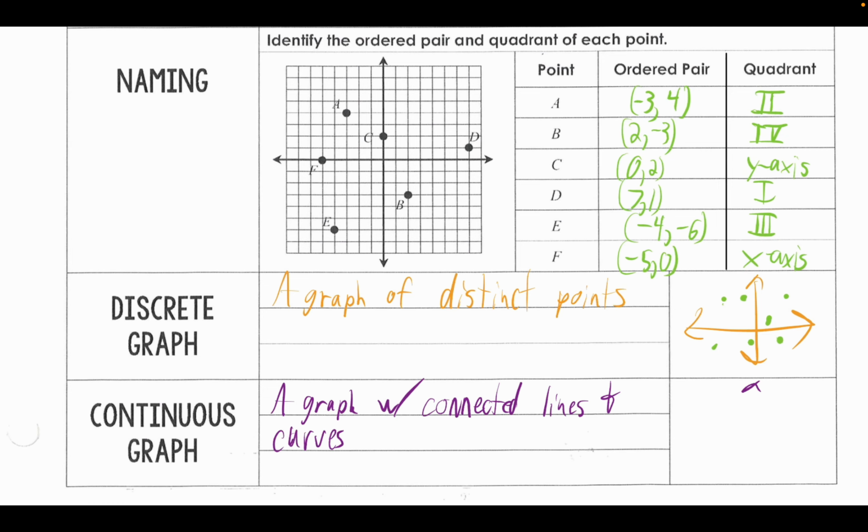So if this was my coordinate plane, a continuous graph could look something like this, to where instead of just being a bunch of points, it's almost like a connect the dots.